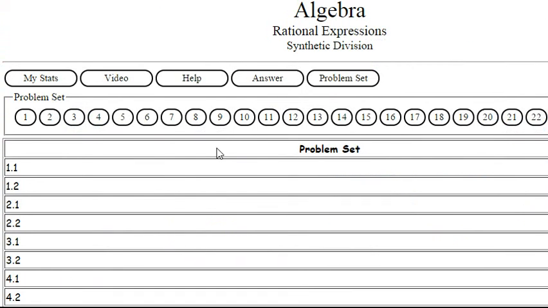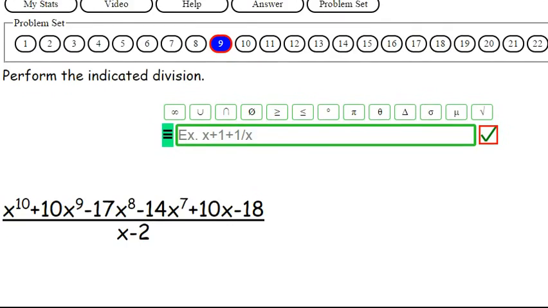We're at GoToMath.com. Click on the algebra. Let's go down to synthetic division. We're at 9.2.